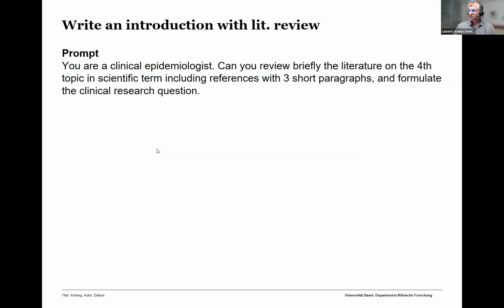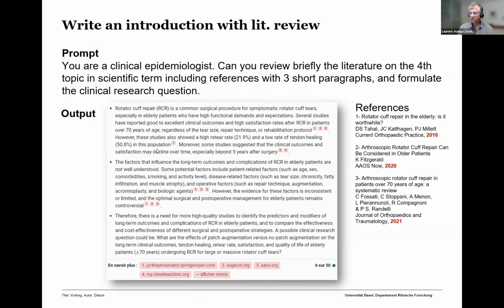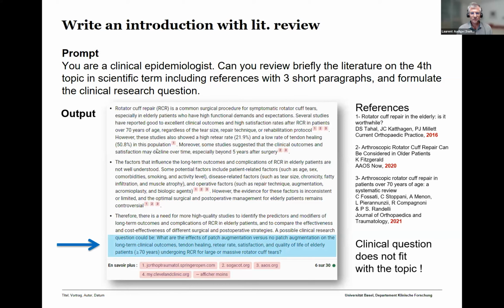Then I went on to write an introduction with literature review, and I wanted ChatGPT to draft me 3 short paragraphs on the topic and formulate the research question. It did the job, I would say, fairly well, but limited to 3 references, so it's not a lot given the amount of publications that were done. They were all up to 2021, and mostly the formulation of the clinical question was completely out of focus. So it was not the topic.